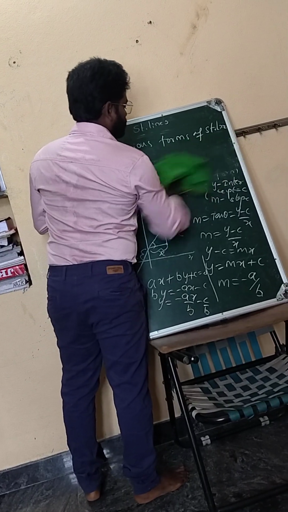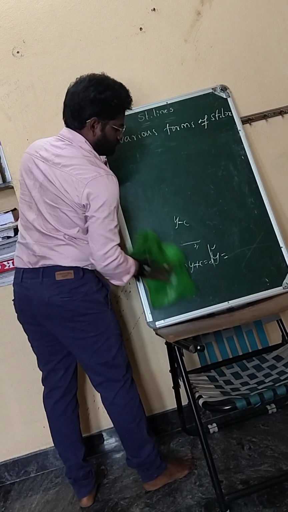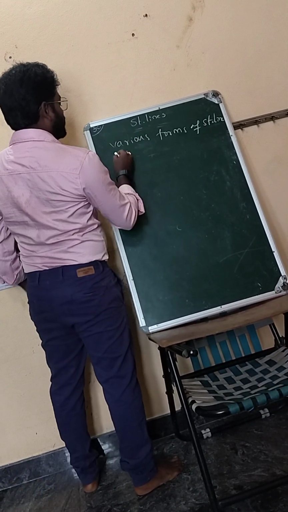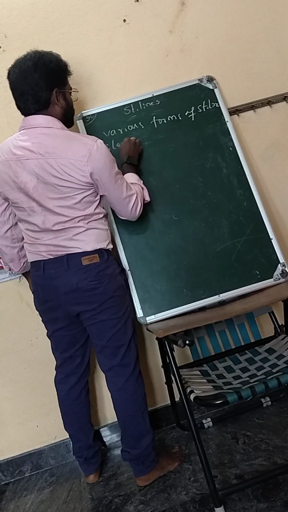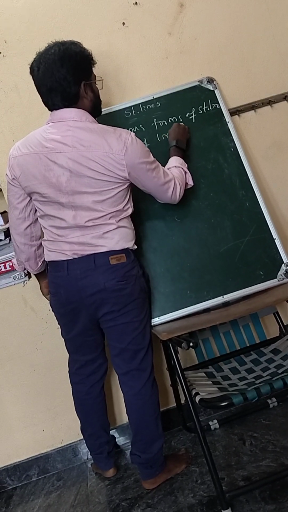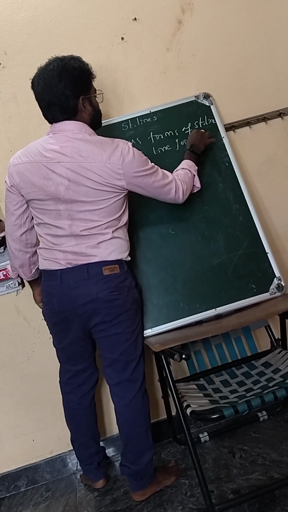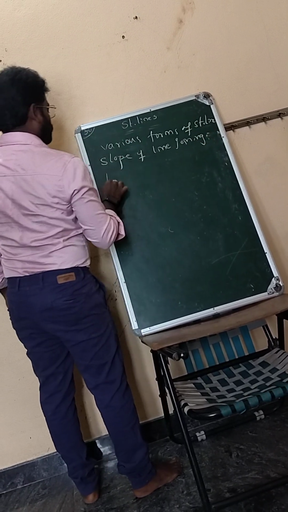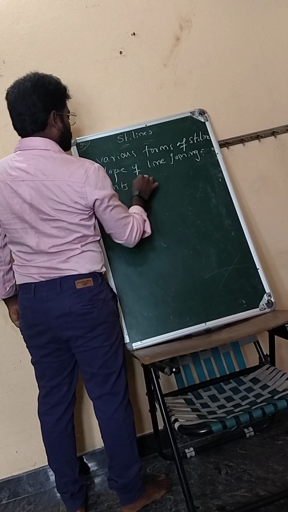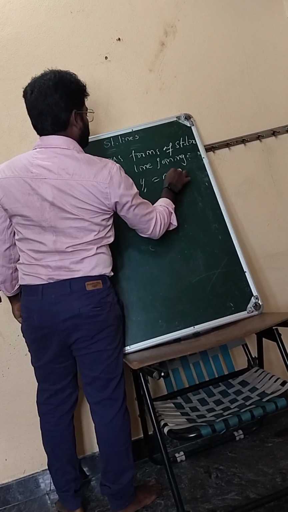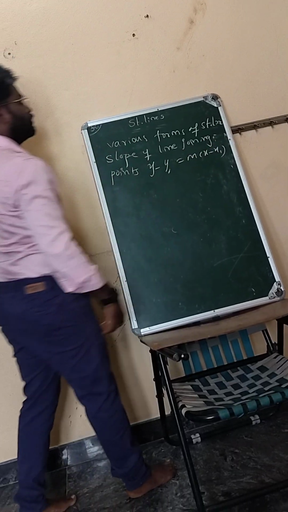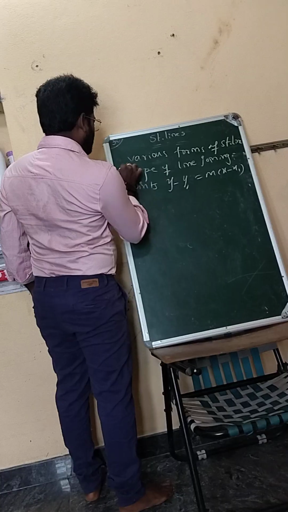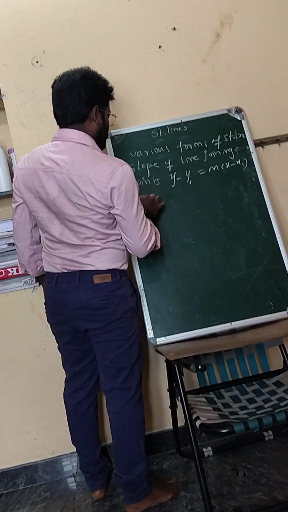Next form. Slope of line joining points. Y minus y1 equal to m into x minus x1. And intercept form.